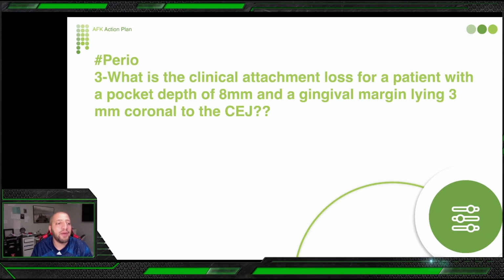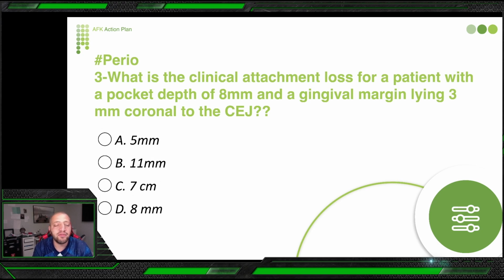Third question is from perio. What is the clinical attachment loss for a patient with a pocket depth of 8 mm and a gingival margin lying 3 mm coronal to the cemento-enamel junction? This topic is extremely easy. Again, you just need to visualize it.